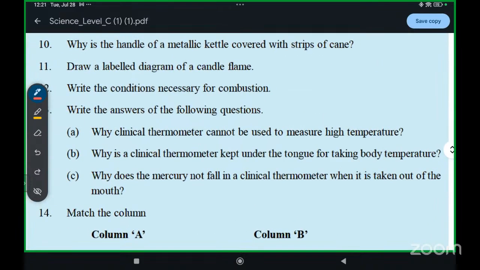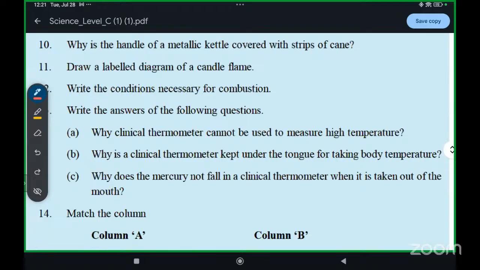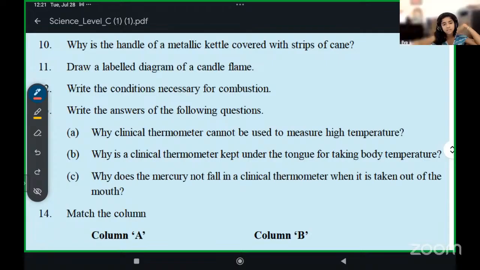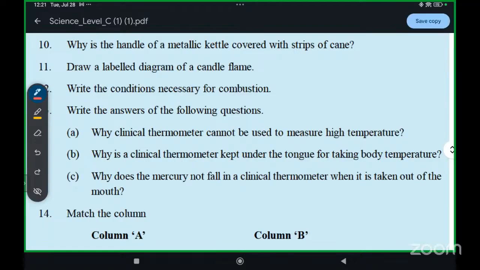Why can the clinical thermometer not be used to measure high temperatures? Eva. Because it has a limited range in degrees Celsius. Yeah. Because its limit is only 37 degrees Celsius. It can only measure up to that. So it cannot be used to measure higher temperatures.